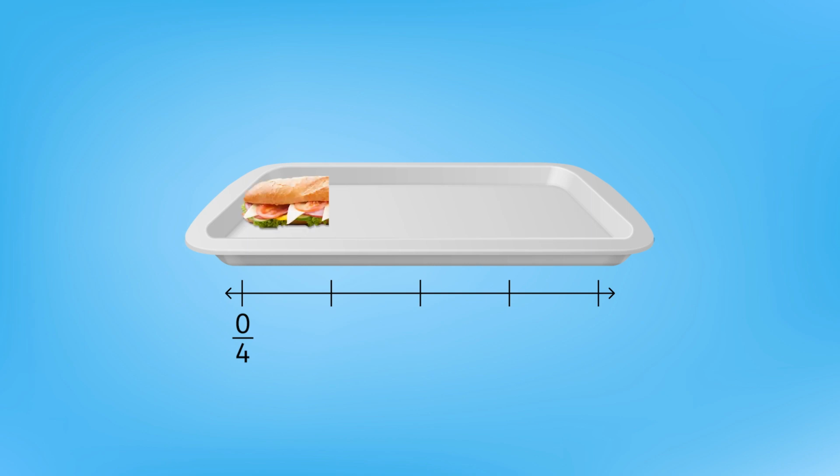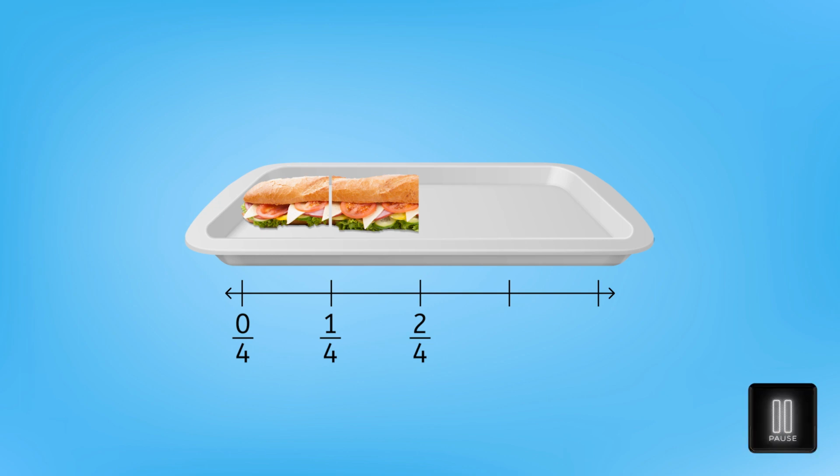Then Mia's piece of the sandwich represents 1/4. And by placing Tulip's sandwich piece next to it, we now have 2/4 of the whole sandwich. Pause here to finish labeling the rest of the number line.